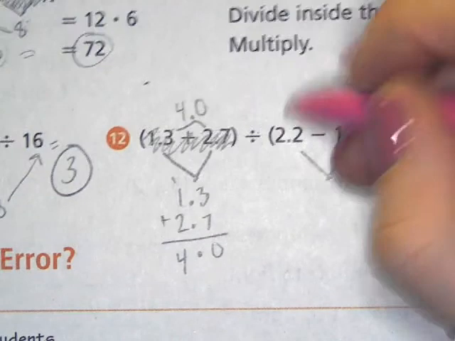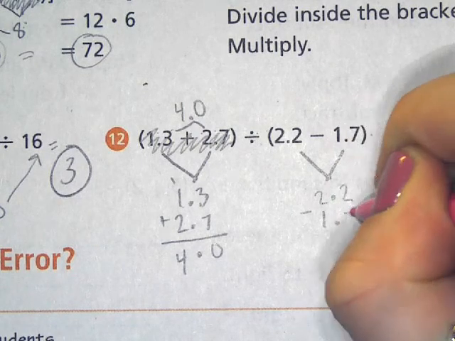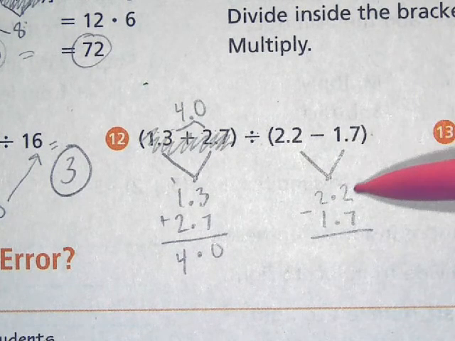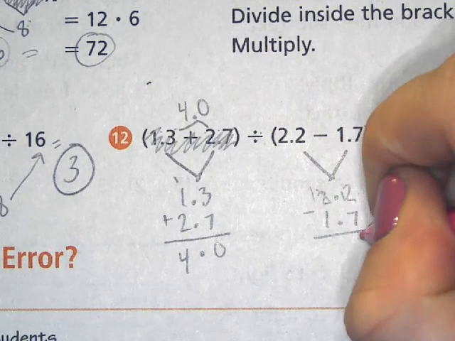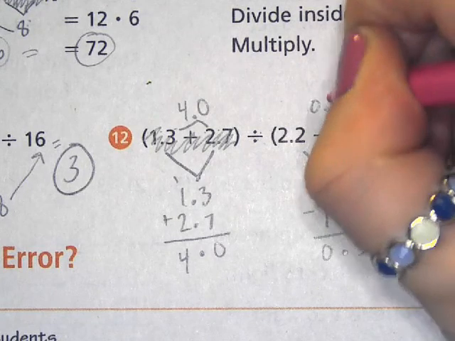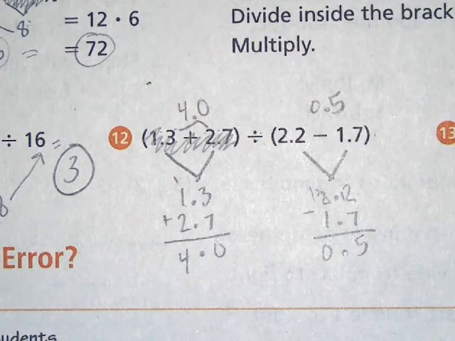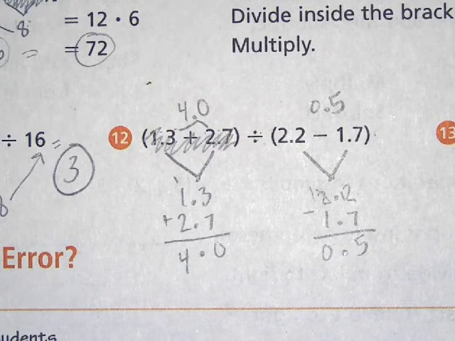Okay. Do I divide now? No. Where do I go? Raise your hand if you know. I don't just go straight to dividing. What do I do, number 10? You go to the second set of parentheses. That's correct. Thank you. So now I do this. 2.2 minus 1.7. You cannot do 2 minus 7, so you have to borrow. Okay. So I got 4.0 divided by 0.5.